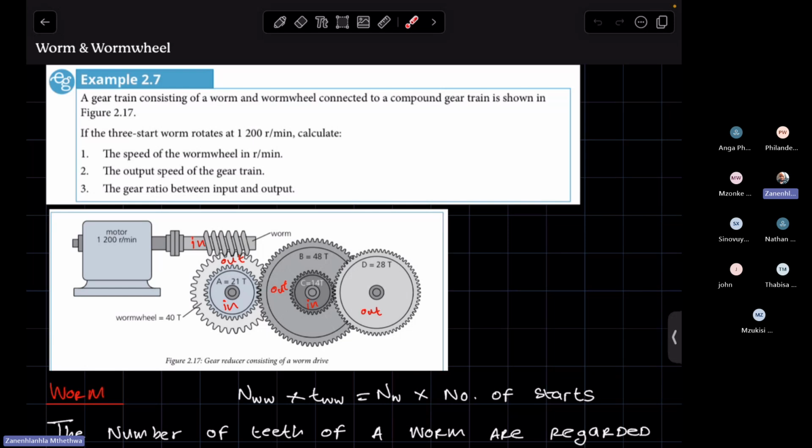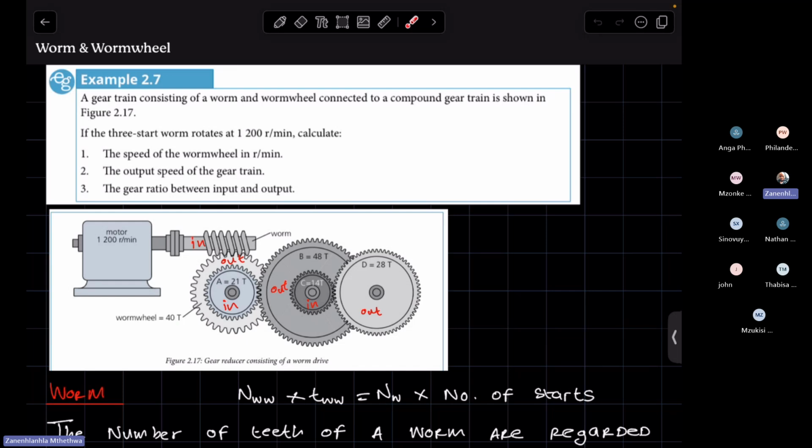If we say the circumferential velocity of the worm wheel is the rotational frequency of the worm wheel times the number of teeth of the worm wheel, that is equal to the circumferential velocity of the worm. And the circumferential velocity of the worm is equal to what? Its rotational frequency times the number of starts.